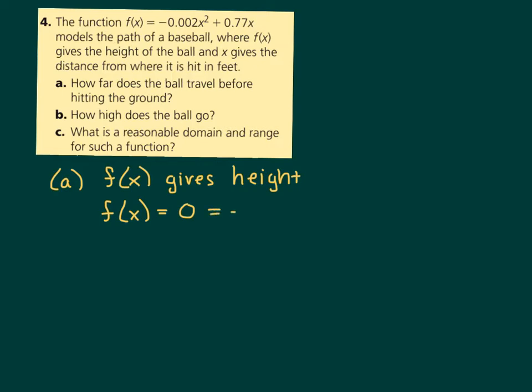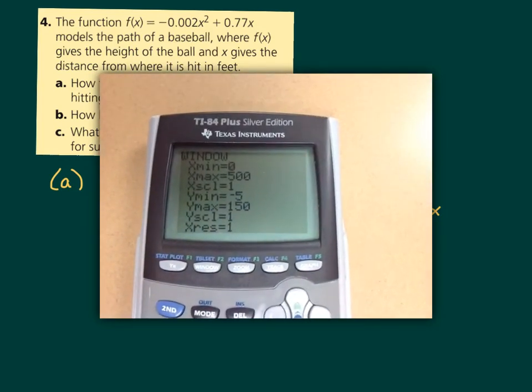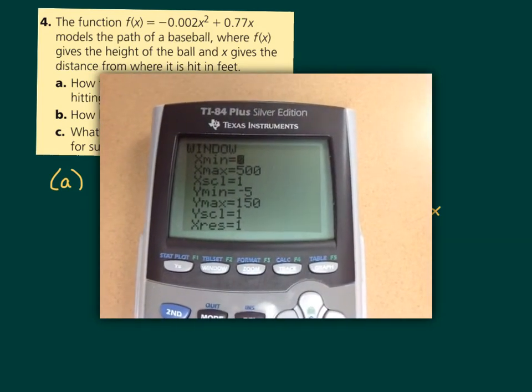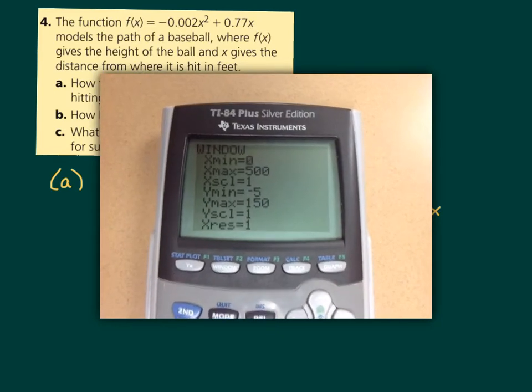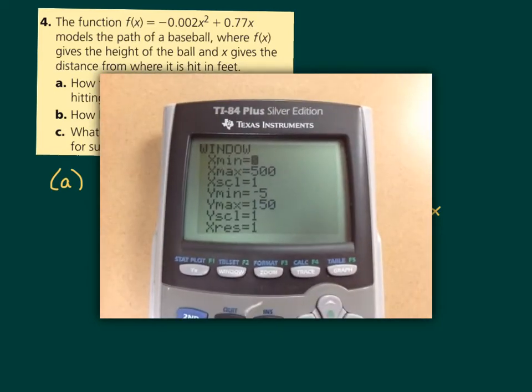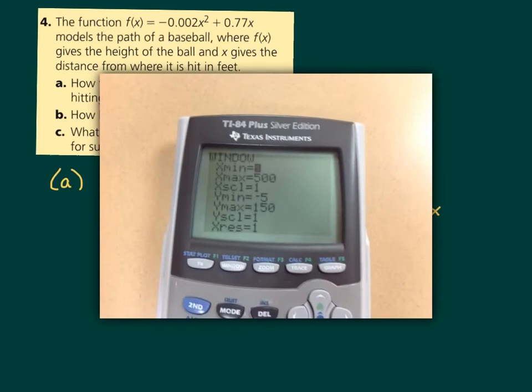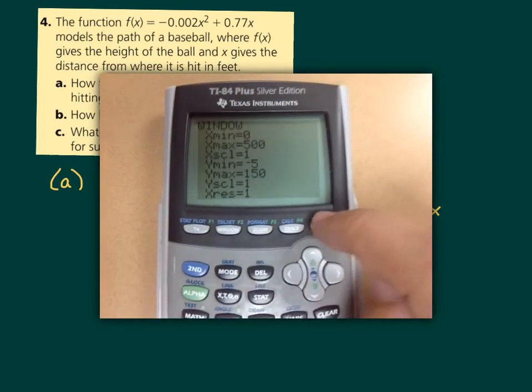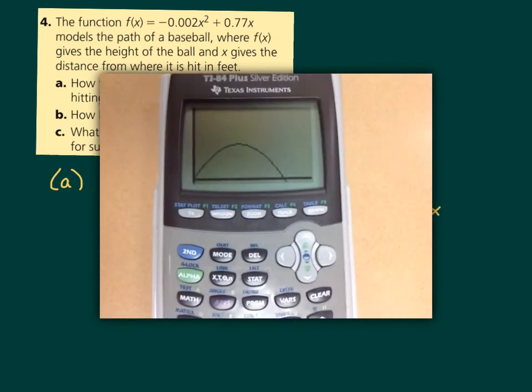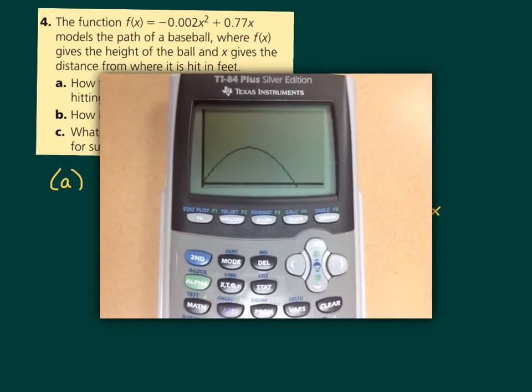F of x is negative 0.002x squared plus 0.77x. Use your calculator, find that 0. So to graph this, you need to adjust your window. What I ended up using, x's go from 0 to 500 and the y's go from negative 5 to 150. It's not a perfect window, but in what I was doing, that's what I ended up using. You graph it and you see that this is a parabola.